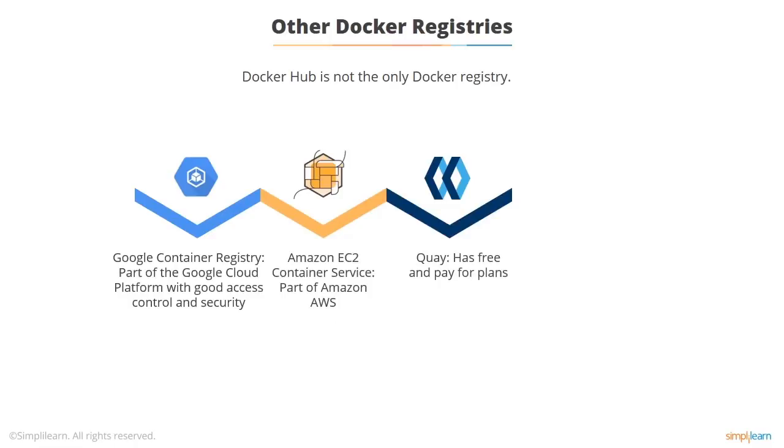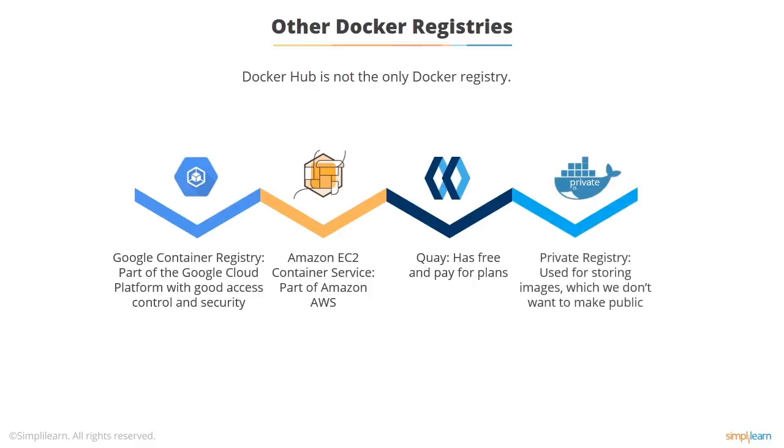In addition to the standard registries, you can also have a private registry. Anybody can create a private registry. They can either create it on their own machines or on the cloud. Private registries are very useful for storing images which you don't want to make public. So, for example, an organization would store all their internal images on a server inside their own network.